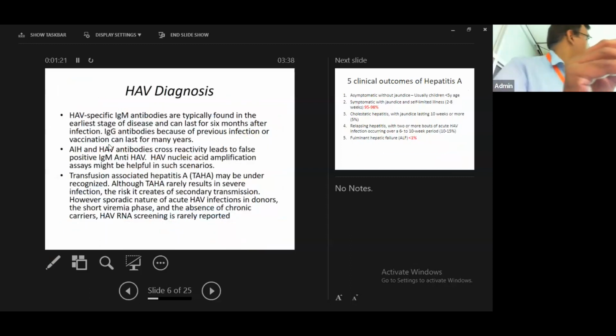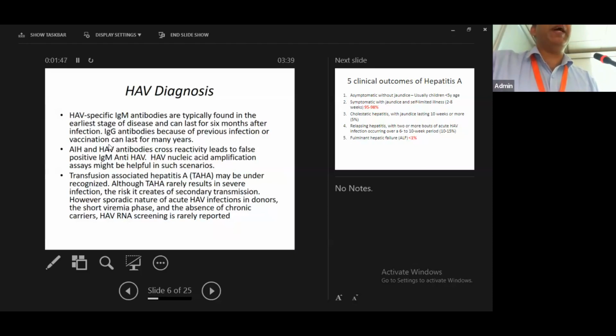Okay, now coming to diagnosis. Hepatitis A specific IgM antibodies are typically found in the earlier stages of disease and can last for 6 months. The IgG, we all understand, can last for many years and is a marker for previous infection or a vaccination which has occurred.